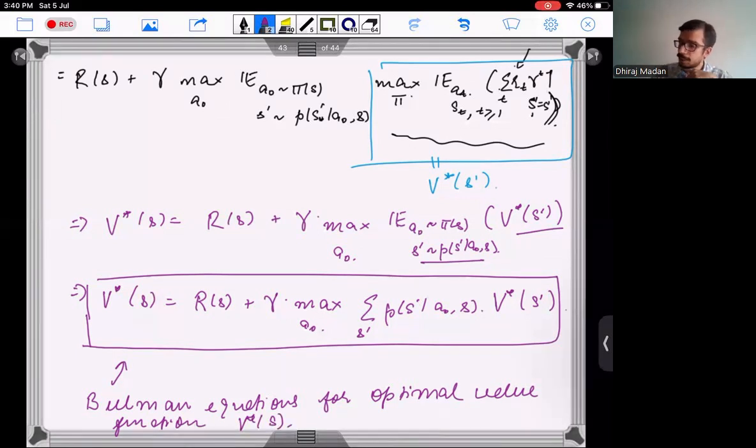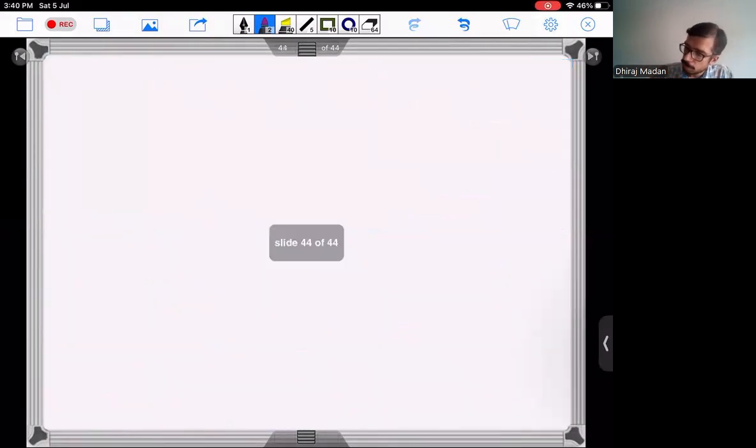Now, these equations are non-linear. Why? Because there is a max. The difference from the earlier Bellman equation was that there was no max, and A naught was just pi of S because we were evaluating the policy pi. Now we are maximizing with respect to the choice of the first action as well. So in order to get the optimal value function, we have to deal with equations that are non-linear.